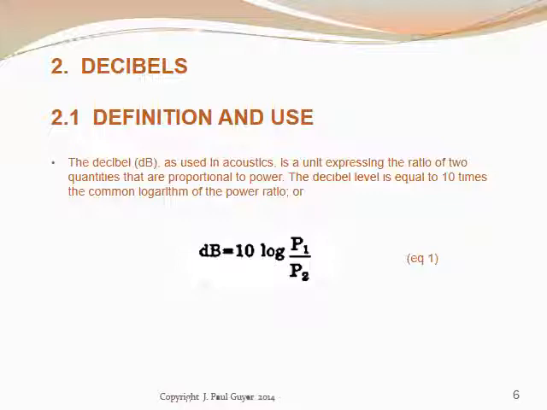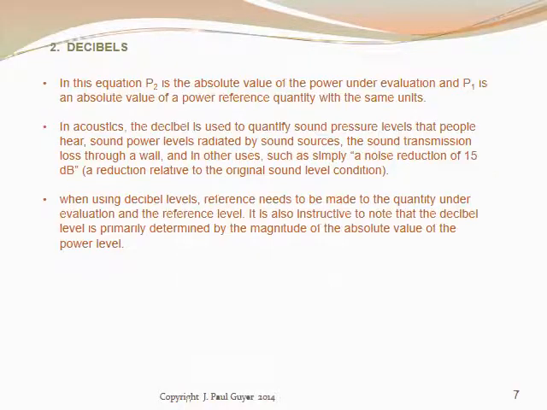The decibel level is equal to 10 times the common logarithm of the power ratio, or, as equation 1 indicates, decibels equals 10 times the log of P1 divided by P2, where P1 is the power being perceived and P2 is a reference power level. In this equation, P2 is the absolute value of the power under evaluation, and P1 is an absolute value of a power reference quantity with the same units.